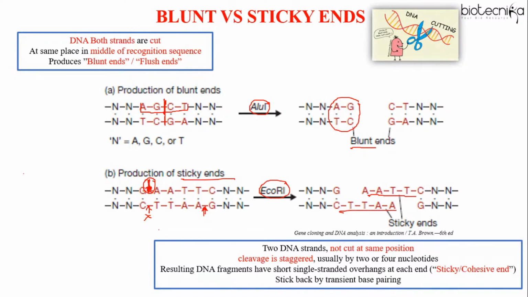Here you can see a string of short single-stranded nucleotides at each end. So these types of ends are called sticky ends or cohesive ends because they can stick back by transient base pairing. A can pair with T, and T can pair with A.